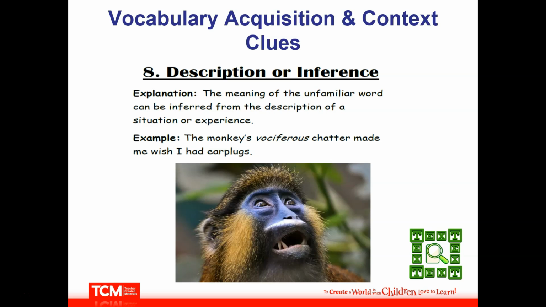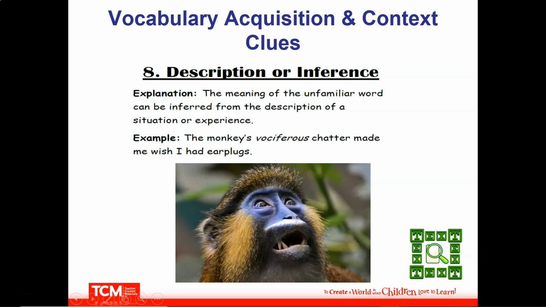And so the example that I'm giving you here: the monkey's vociferous chatter made me wish I had earplugs. Well, let me ask the students, what does the word vociferous mean in this sentence? Well, you need a little bit of background knowledge to be able to determine the meaning of vociferous right here. So if students know what earplugs are used for, they know that they're used to block out noise. Therefore, they can come up with the meaning of the word vociferous, which means very loud and annoying.